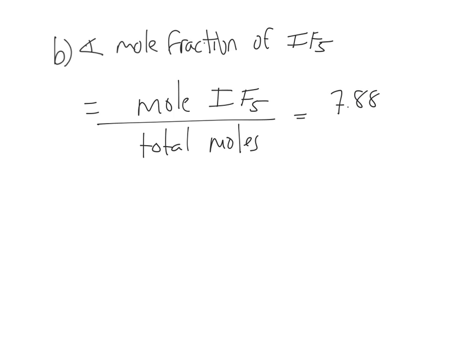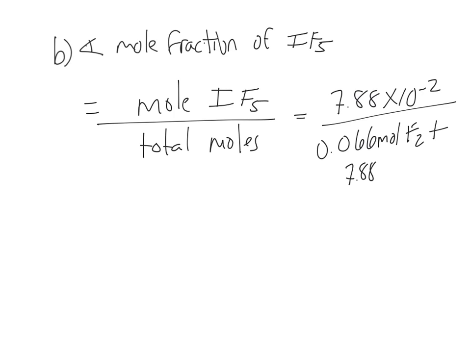So the mole fraction is going to be moles of IF5 divided by the total moles in the container. And so we end up with 0.066 moles of fluorine and 7.88 times 10 to the minus 2 moles of IF5. That's the total. And we end up with a mole fraction of 0.543.